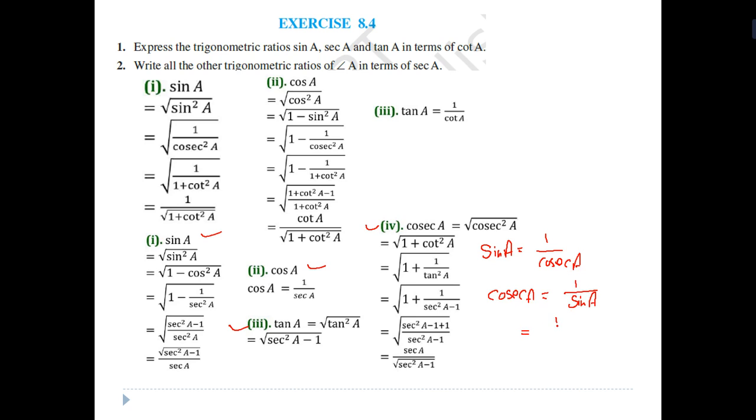Now we already have the value of sine, that is under root sec square A minus 1 upon sec A. So the denominator should become the numerator. So the answer is sec A upon under root sec square A minus 1. So it is also a correct way.